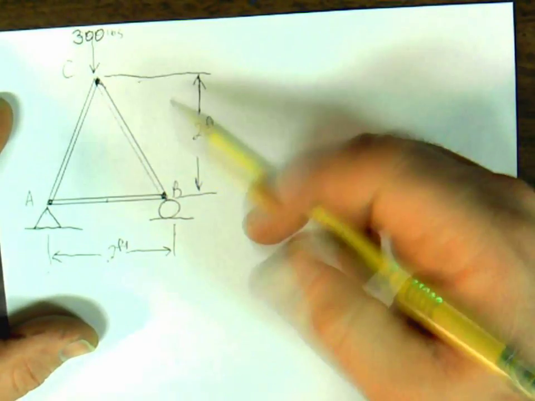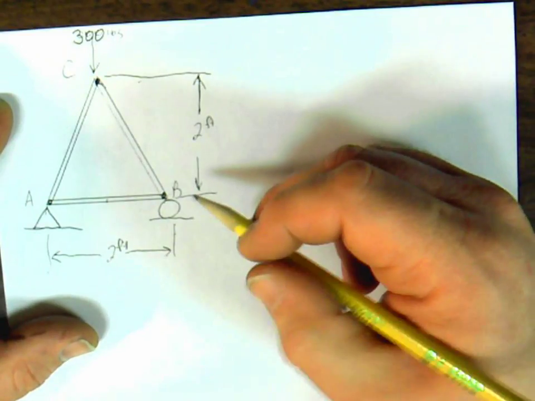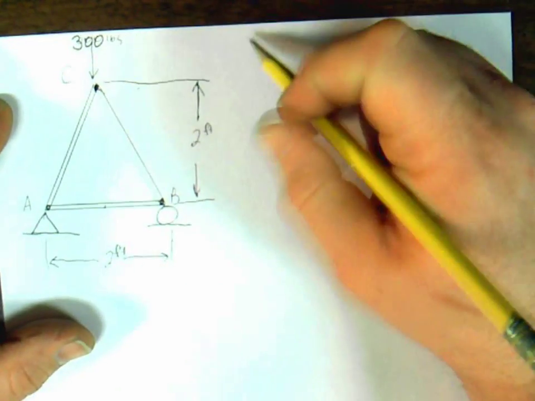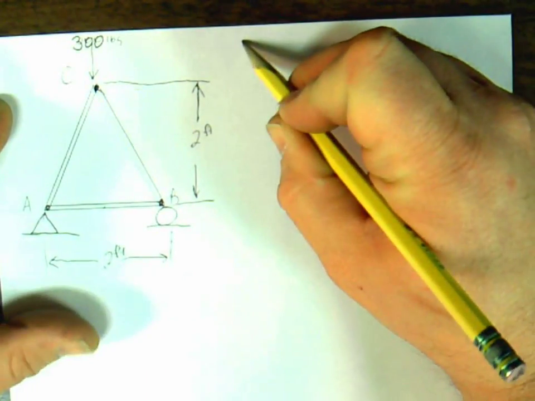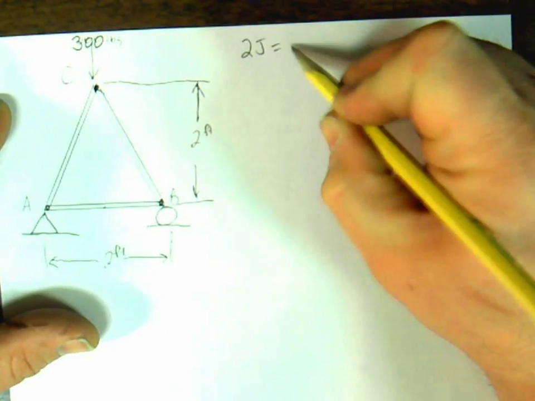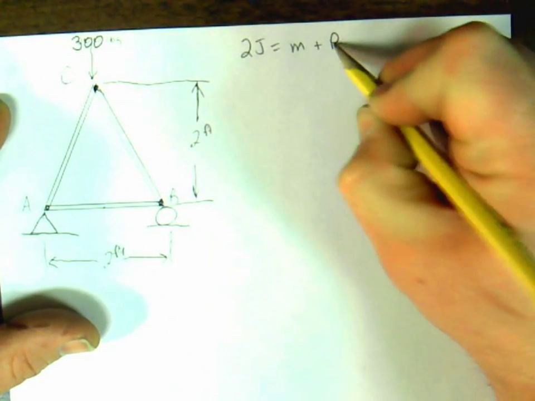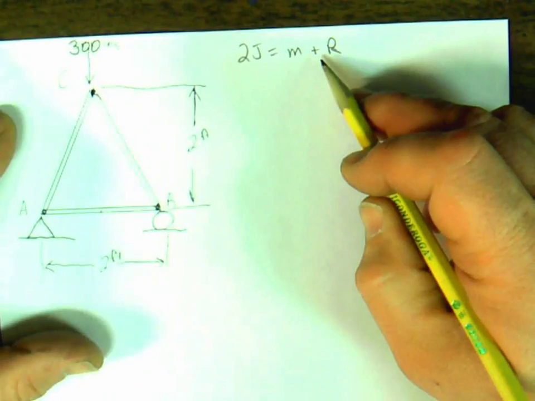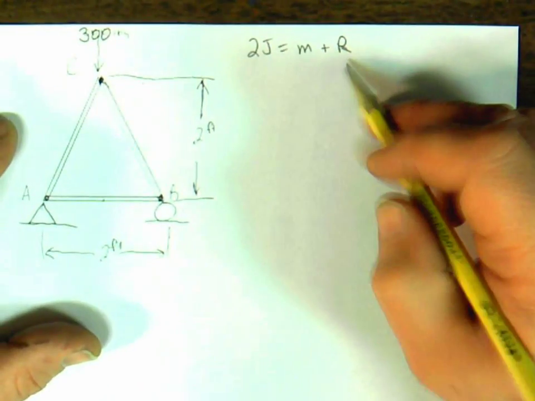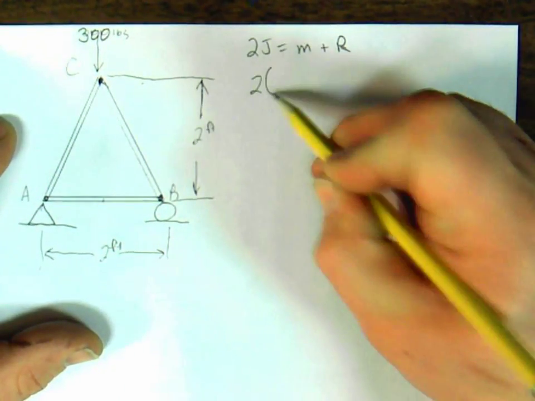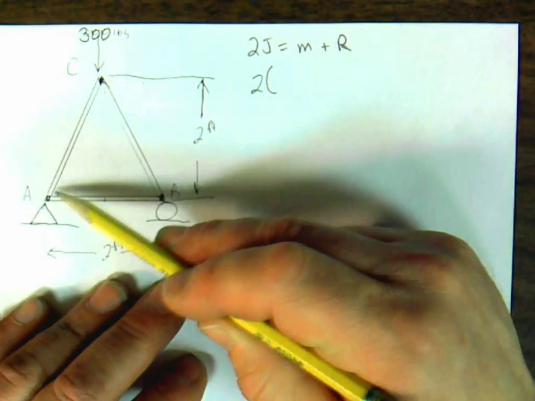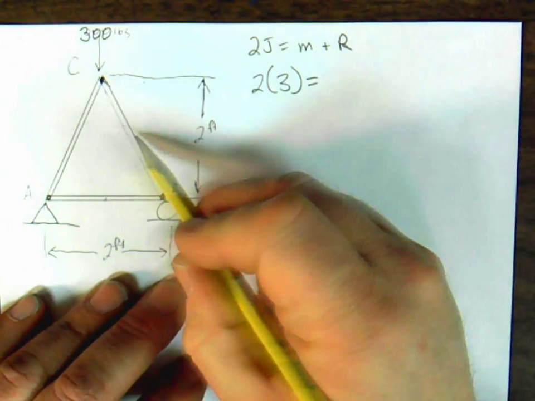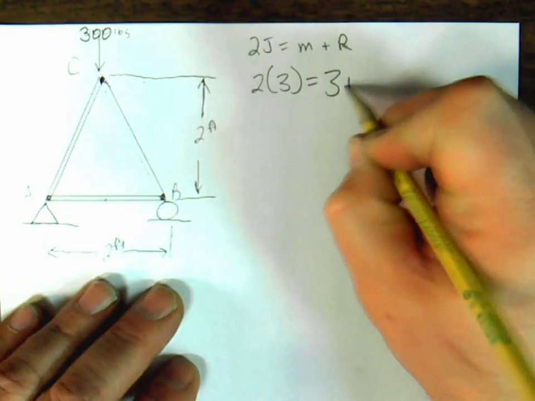So the first thing we've got to do is determine whether this truss is statically determinate or not. If you remember, for static determinacy, our formula is 2J equals M plus R, where J stands for the joints, M stands for the members, and R stands for the reactionary forces. So here we've got 1, 2, 3 joints, and we've got 1, 2, 3 members plus the reactionary forces.